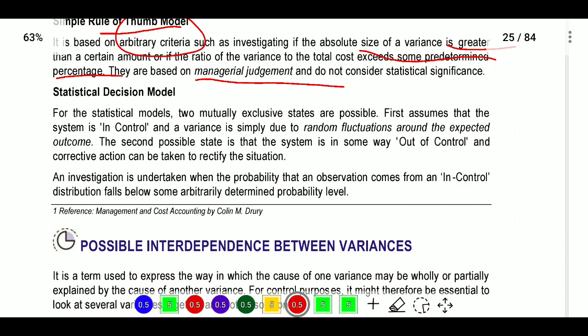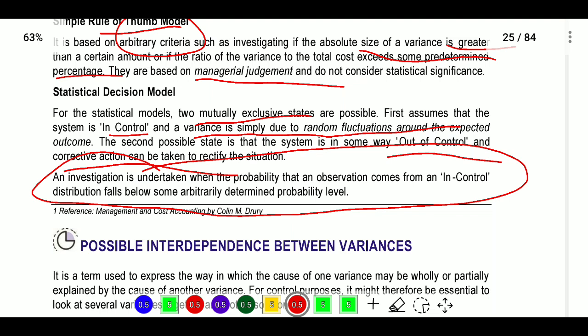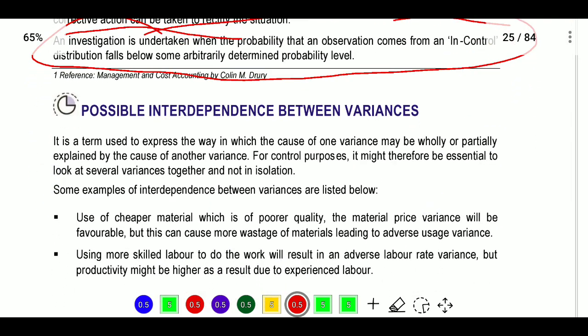Or they will go for a statistical method also. Here two mutually exclusive states are possible. First, assume the system is in control, where the variance is simply due to random fluctuations around the expected outcomes. Second, the system is out of control, and then corrective actions can be taken to rectify the situation. Investigation is undertaken when the probability that an observation comes from the in-control distribution falls below some arbitrarily determined probability level.